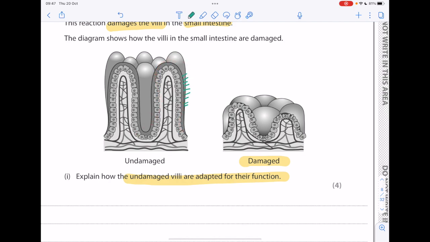You can't see them, but they'll also have microvilli on the top, which increase the surface area more. Inside we can see the blood capillaries, which will absorb that digested food. You have a thin wall here to provide a short diffusion distance for those digested food molecules. And then lastly in the middle you have what's called a lacteal, which will allow fat absorption.